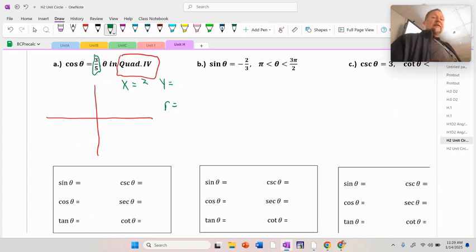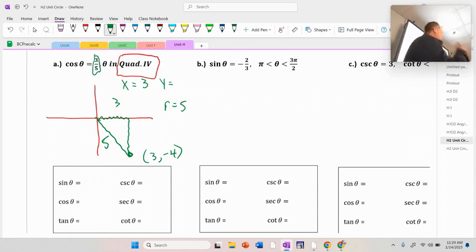It's X. Okay, so it is 3. And then what's 5 then? Y or R, sorry. Be careful of this. So this is 5 here. So then what's Y? It's actually -4 because this is coordinate trig. It's where the terminal side passes through. The terminal side passes through 3 comma. Where did we get -4?